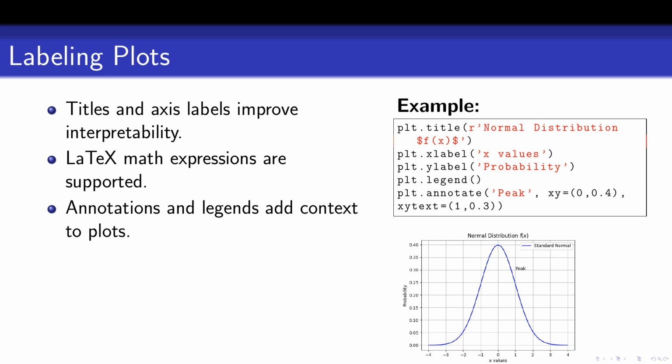You can add legends with plt.legend to explain what different lines or markers represent, especially useful when plotting multiple datasets. Additionally, you can use plt.annotate to place text at specific data points, helping draw attention to important features like peaks or anomalies. These annotations can include arrows, offsets, and custom text, making them highly adaptable. Adding proper titles, labels, and annotations ensures that your visualizations are not just visually appealing, but also meaningful and informative to the viewer.